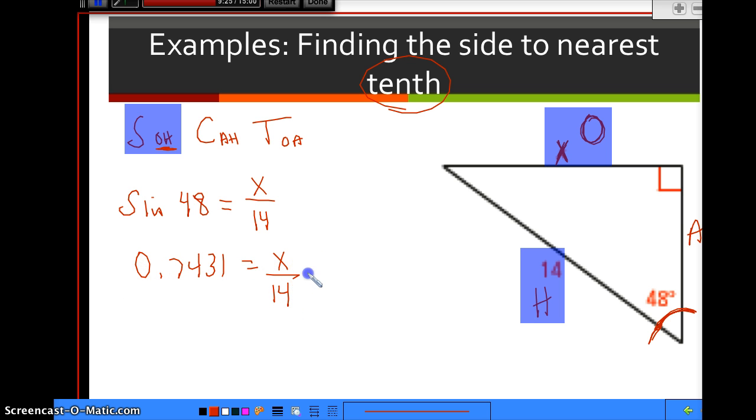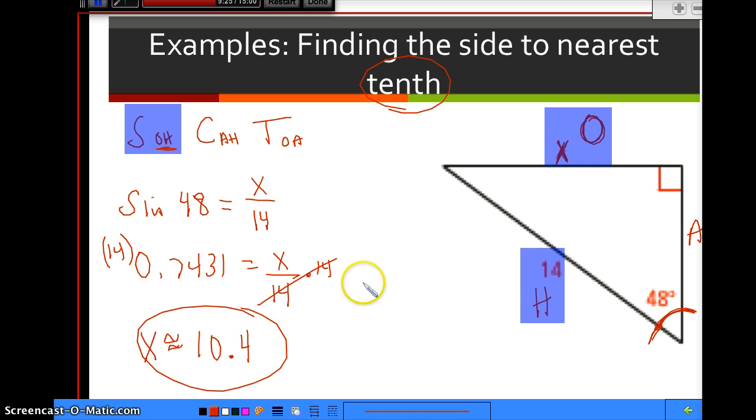You can turn it into a proportion, or the inverse of dividing would be to multiply. Do it to both sides. So take that answer and multiply it by 14. You're going to end up with x equals, and we're going to round it because they want to the nearest tenth, 10.4. So that's this missing side right there.